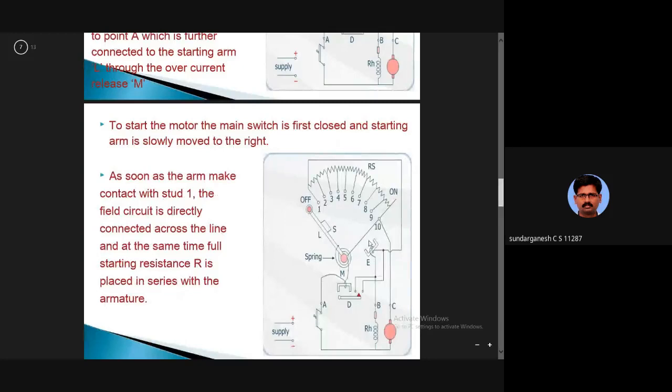So when the low voltage comes, this won't be an electromagnet. This will not attract this soft iron piece. So this spring will make the handle go to the off position.